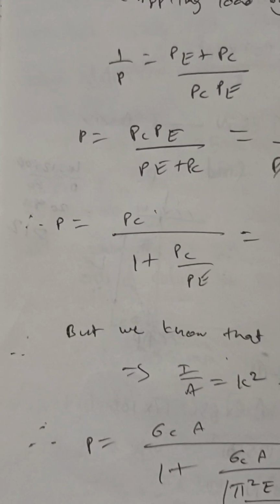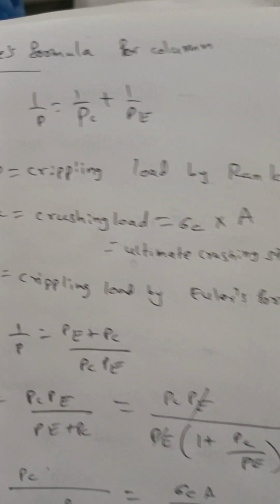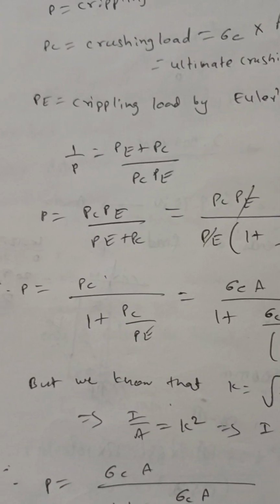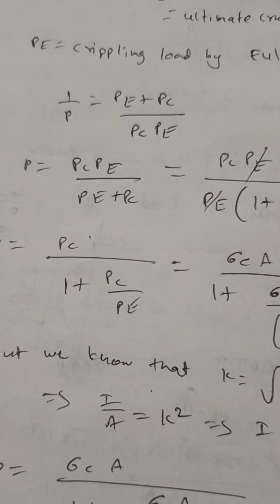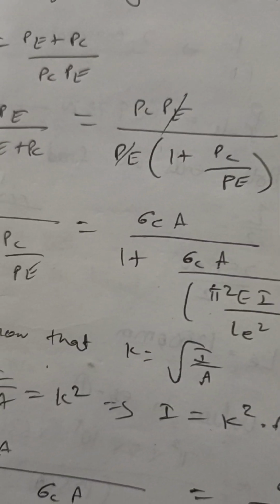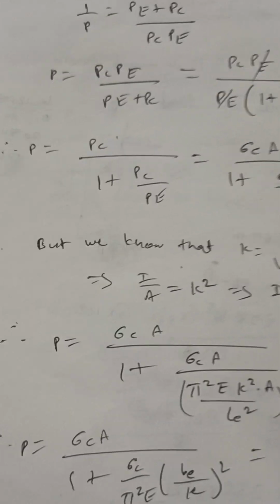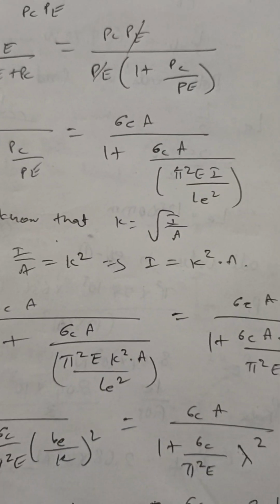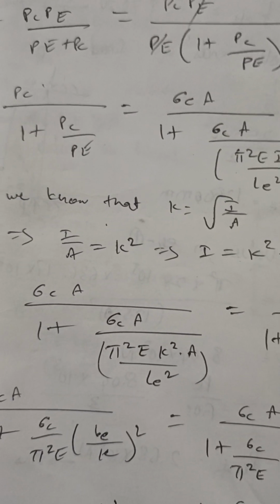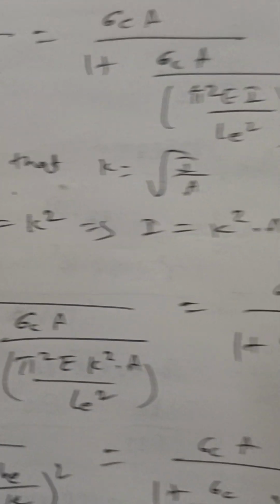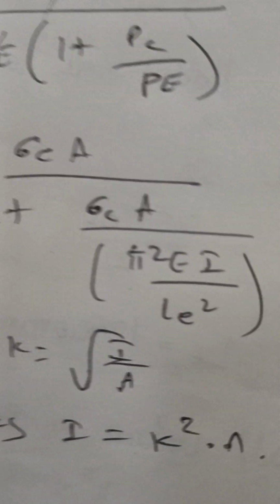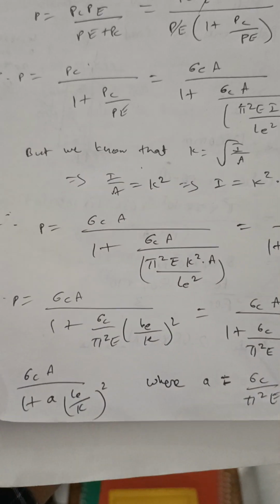Then we know that PC equals sigma C into A, so I am substituting sigma C into A here: 1 plus, again PC, so sigma C into A, and we know PE is pi squared E I by LE squared. We also know that K is the square root of I by A. From here we can write I equal to K squared into A, so instead of I, we will write K squared into A here.